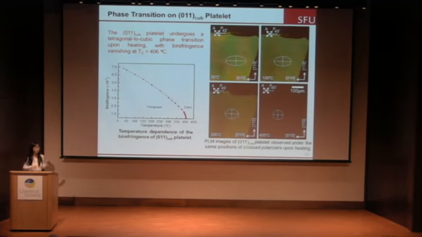And upon heating, the 011 cut sample undergoes a phase transition from tetragonal to cubic at around 406 degrees Celsius, and the birefringence vanishes at 406 degrees Celsius.